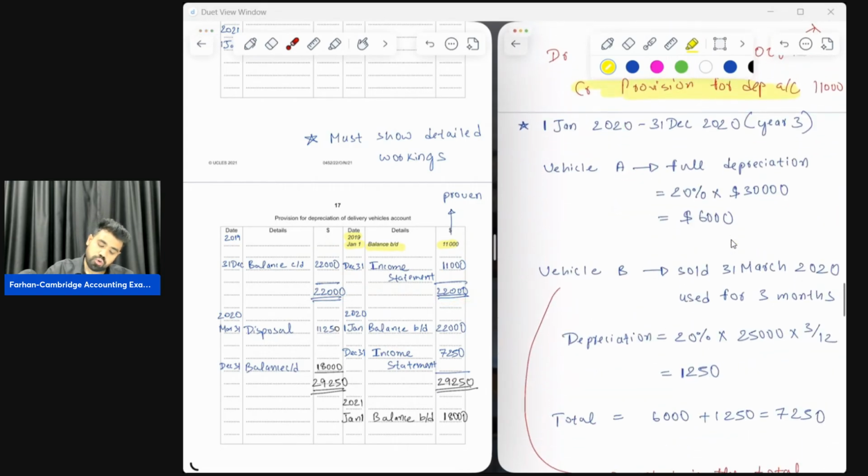Now we move to year 3, and we do understand that vehicle B was sold in year 3. So year 3 would start at 1 Jan 2020 and end at 31 December 2020. And vehicle A was in use throughout the entire year. Therefore, a full depreciation is to be derived, similar to the previous years, which is calculated at 20% multiplied on the original cost of $30,000.